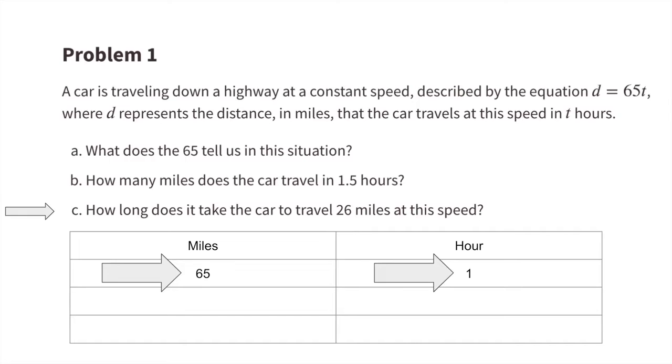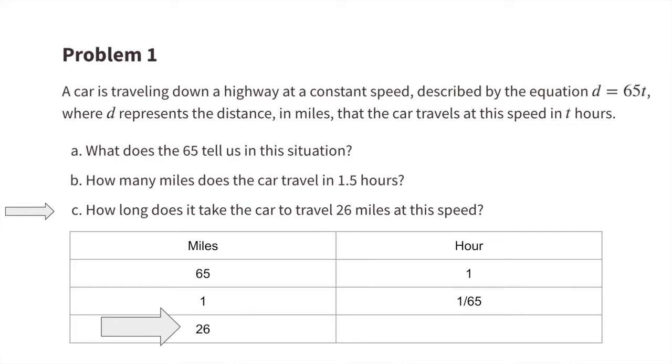65 miles in 1 hour, and to get from 65 to 1, we need to divide 65 by 65. Since we divided the miles by 65, we have to divide the hours by 65. 1/65 of an hour, or 1 over 65.